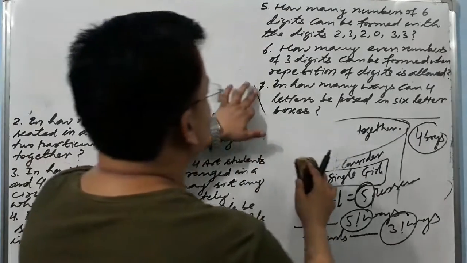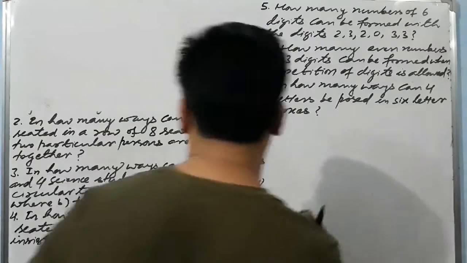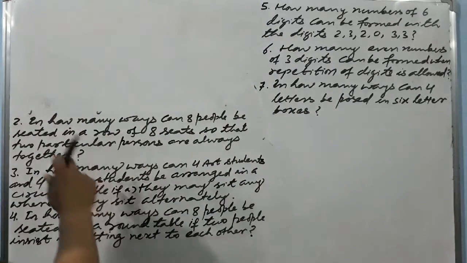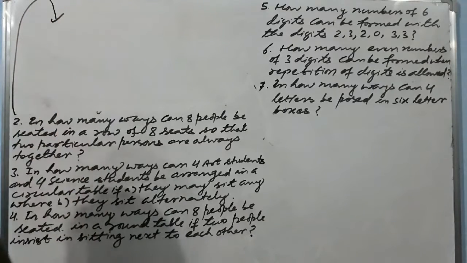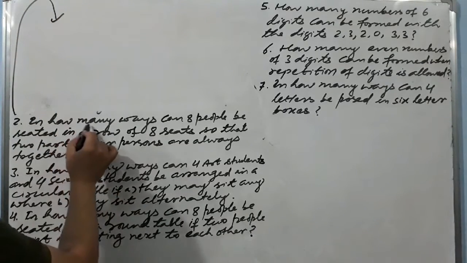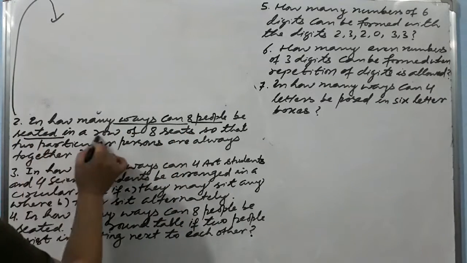Okay, let's move into question number 2. I'm going to write down the solution here. Very simple. In how many ways can 8 people be seated in a row?